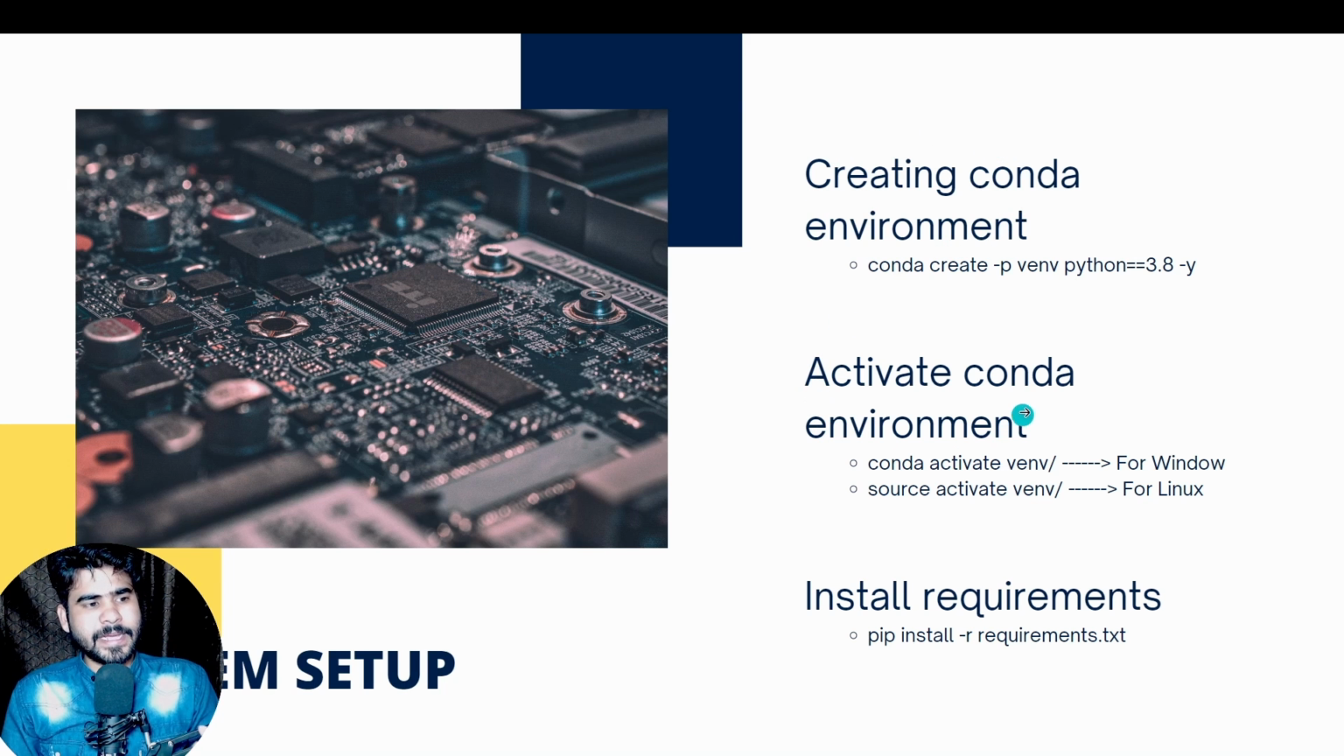After that we activate our environment. Based upon your operating system, if you are using Windows, we have this particular command. If you are using Linux, we have this particular command. After that we install the requirements.txt file and then we are good to go. First we do the system setup, then we create our first Django application, and after that we create our MCQ based quiz application. So yes, this is all about our system setup.